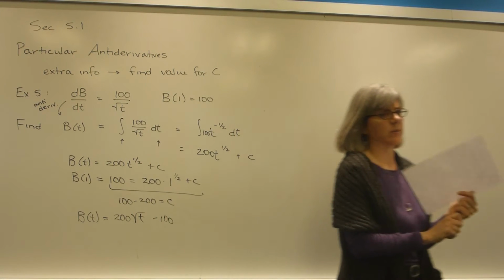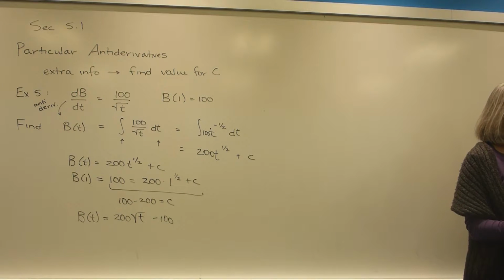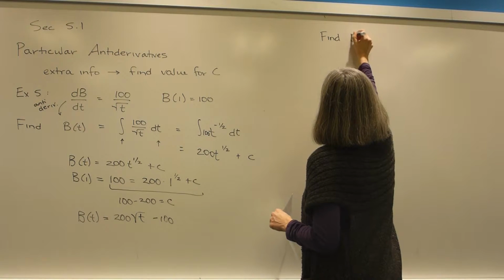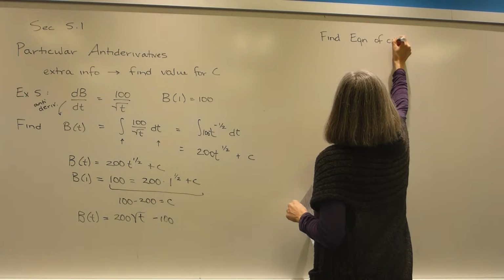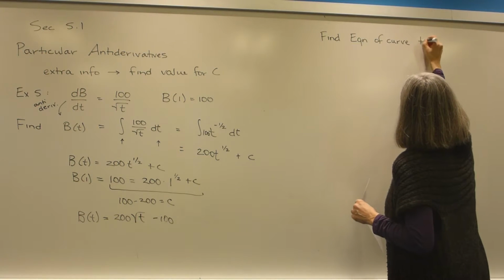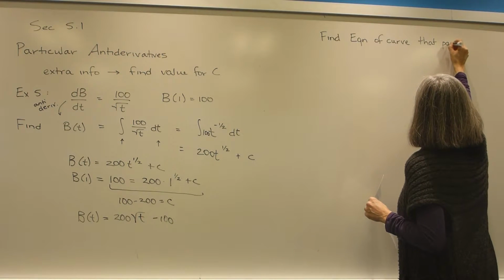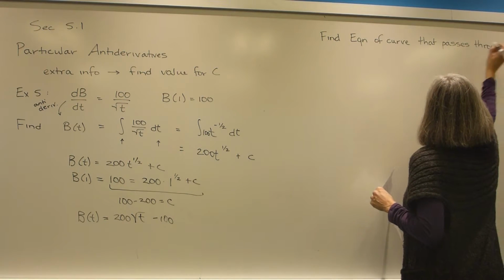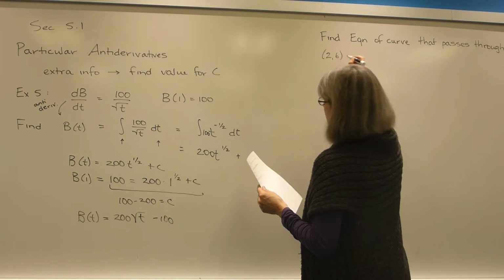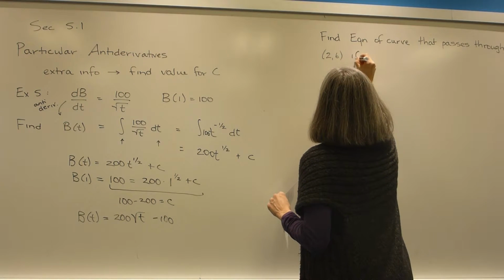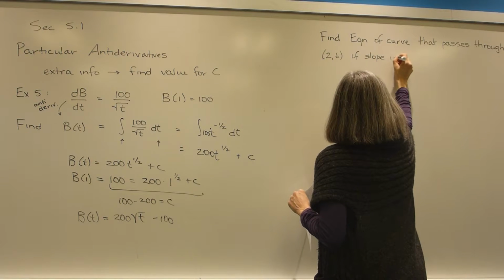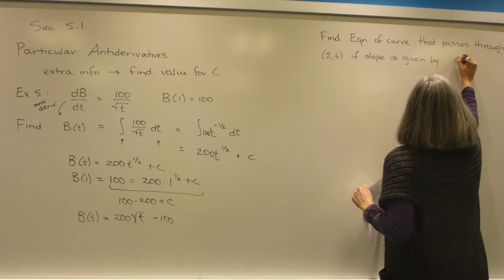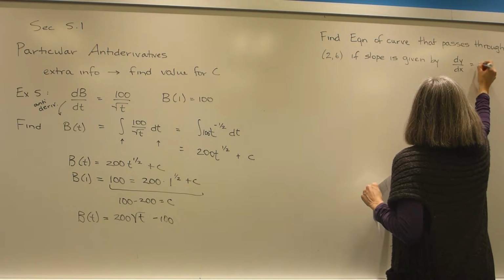All right, so here's another kind of problem. What if I say find the equation of the curve that passes through 2, 6, if the slope is given by dy dx equals 3x squared.